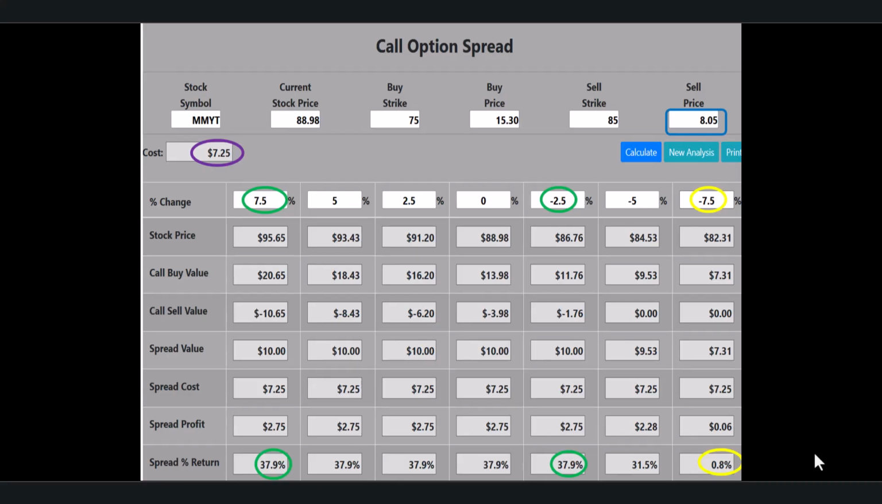The call option spread analysis calculator picture shows that the spread will make a 37.9% or $275 profit if the MMYT stock price declines by 2.5%, remains flat, or increases in price when the options expire. If MMYT is down 7.5% at expiration, the trade will make 0.8% or $6. Creating the debit spread will allow us to collect an $805 cash credit to our brokerage account for the sale of the 85 call. As we said on the previous slide, this reduces the cost of entering the spread to $725.